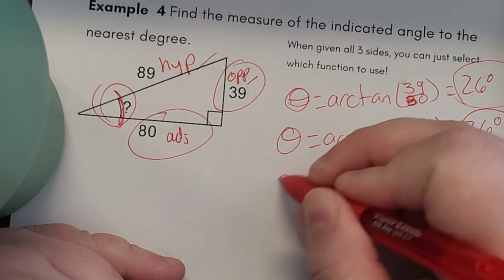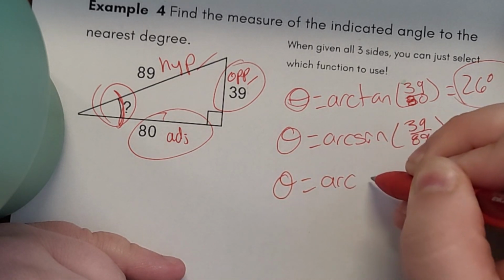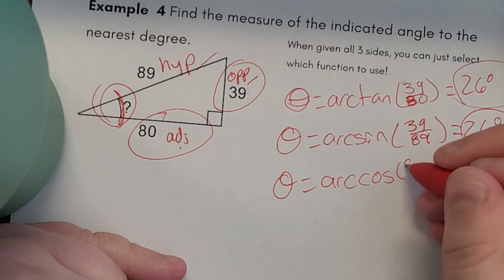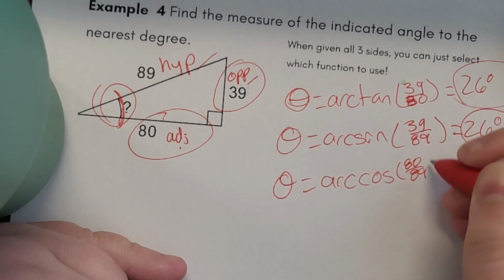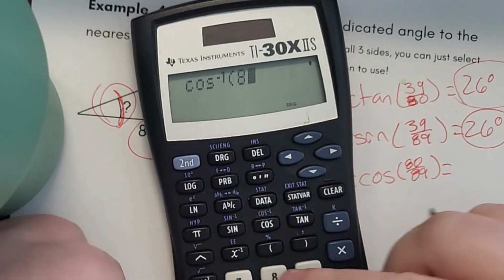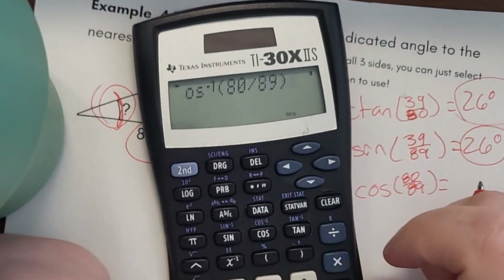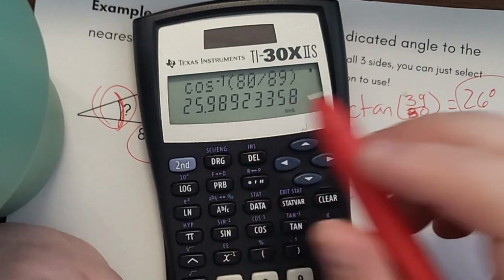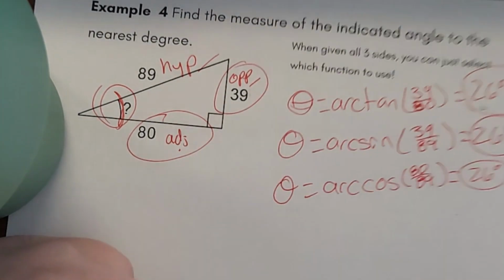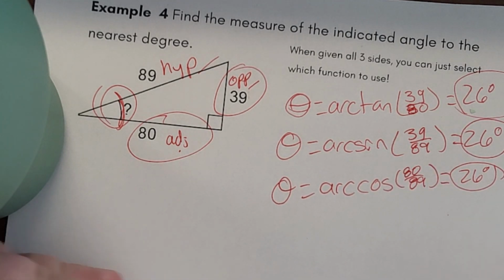And why don't we do cosine as well? So arccosine would be 80 over 89. Yep, 25.989, which rounds to 26 degrees. So you can use any pair of sides as long as you set it up correctly.